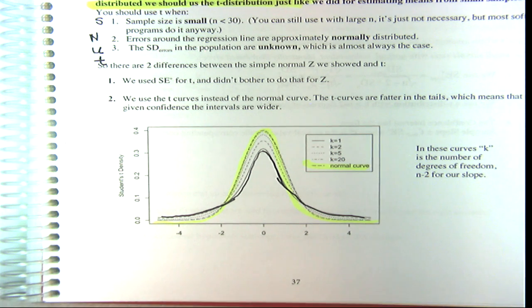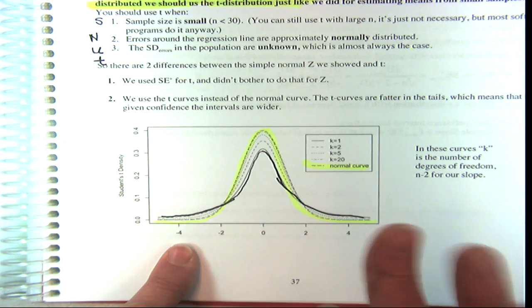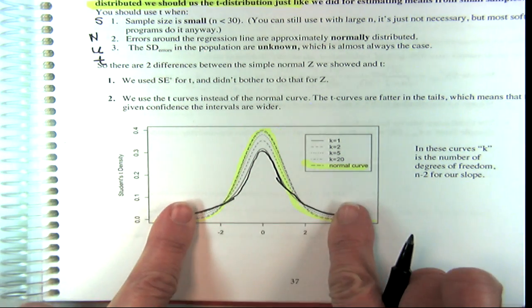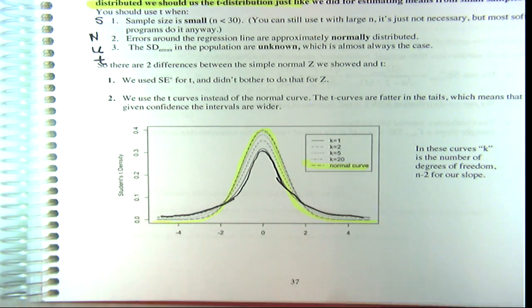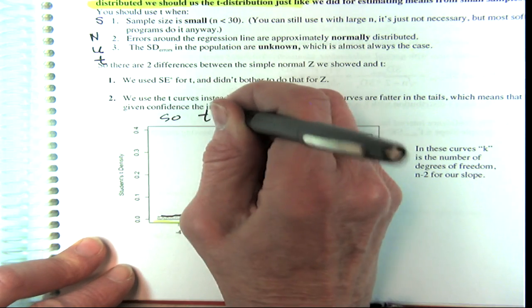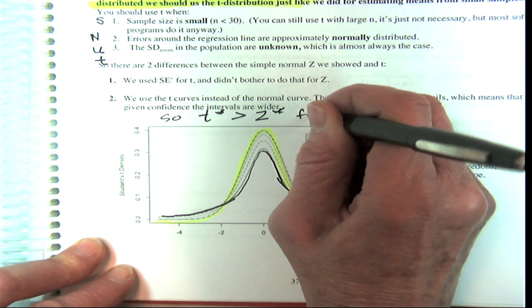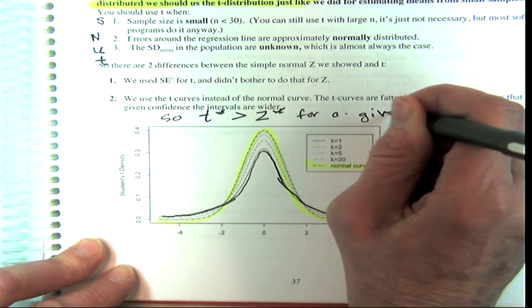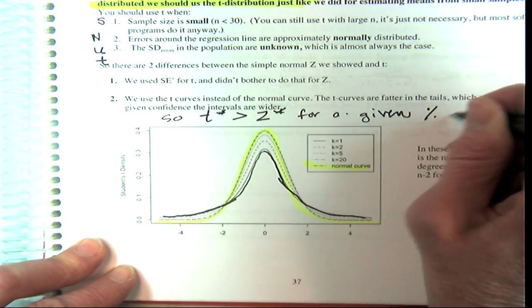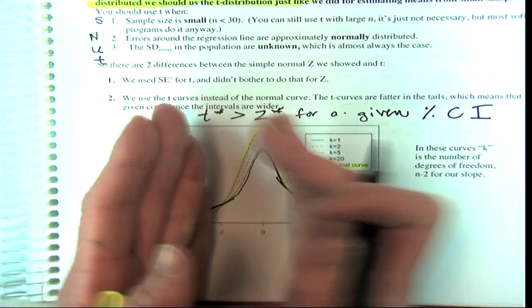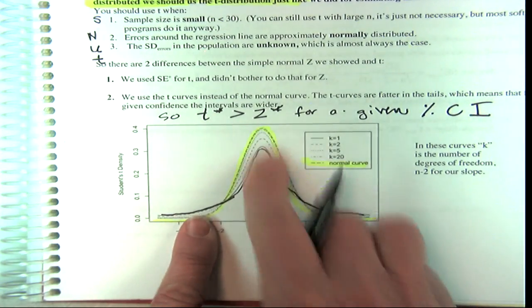All right, so what do we want to know? Because it has fatter tails, that means we have to go further out to get the same middle area. So t critical is always going to be greater than z critical for a given confidence interval, because more of the middle area is contained. See, it's higher with the normal curve. You have to go further out.